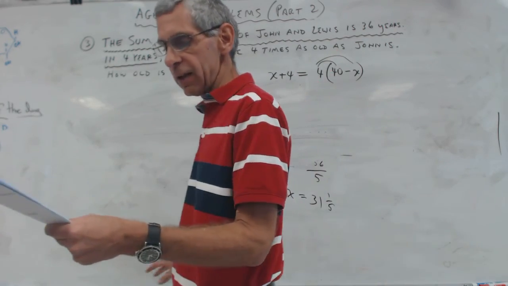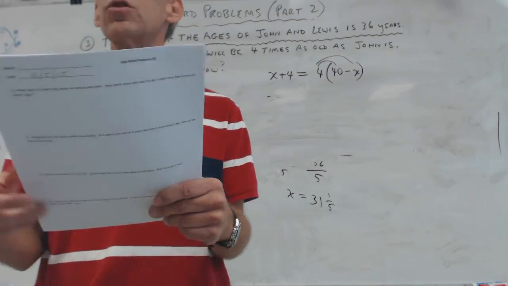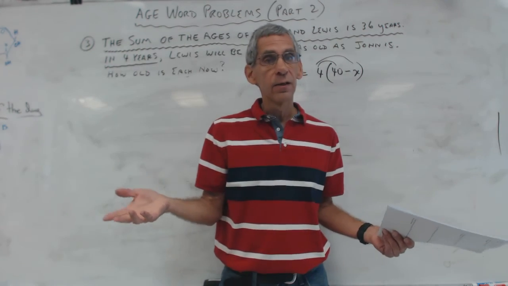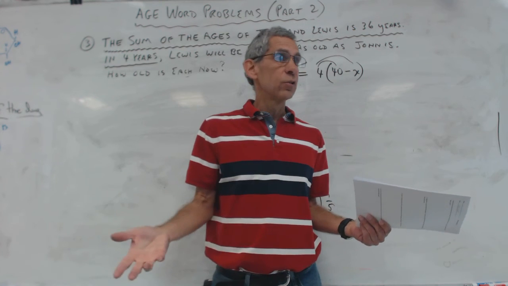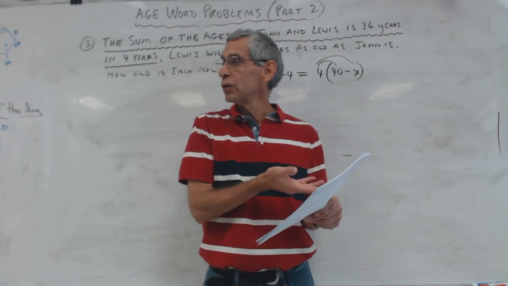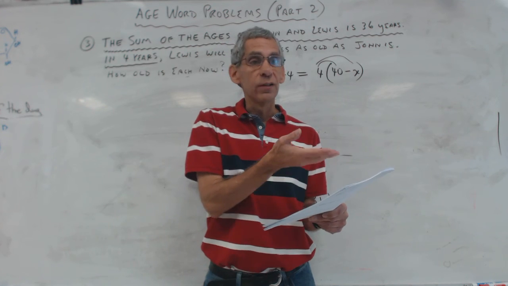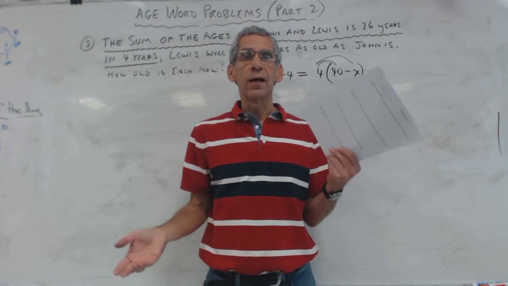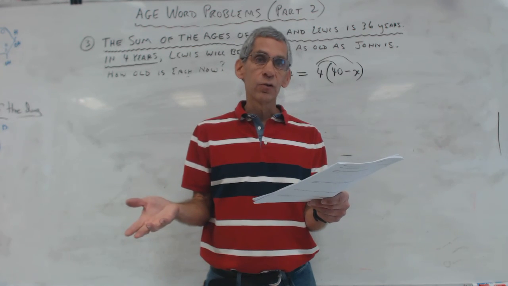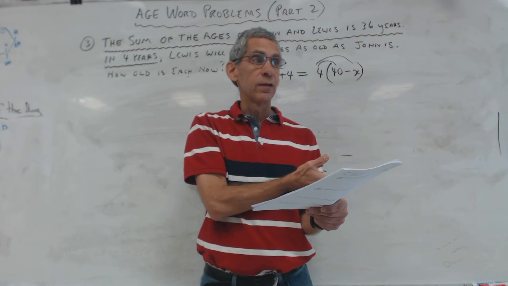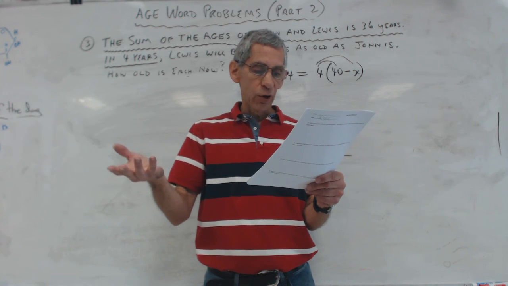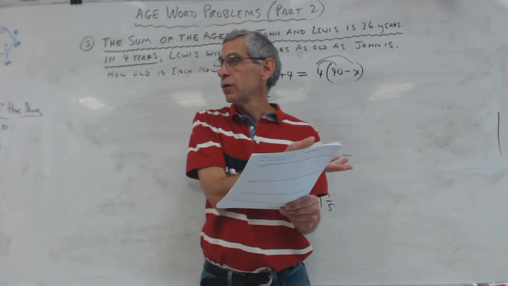Like number 7, it says the sum of two numbers is 22. Immediately I know my two numbers are x and 22 minus x. And then it says 5 times the first number. Doesn't matter which one's the first number. You can either use x or 22 minus x.